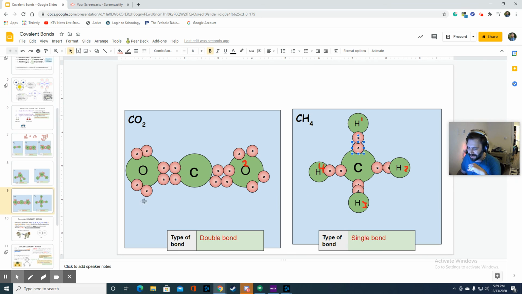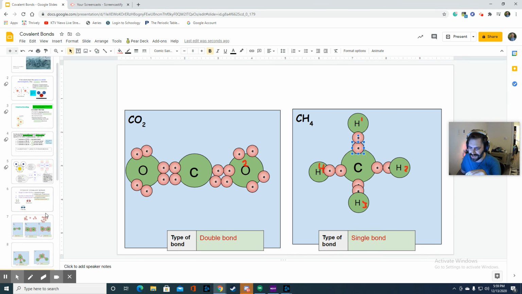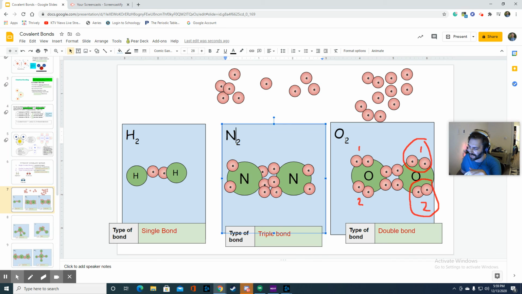Okay, so I know this video is a little longer, but when we produce these molecules, it's important to distinguish the difference between a triple bond, a single bond, and a double bond. And it can get confusing when we're using diatomic molecules, and these are examples of diatomic molecules.